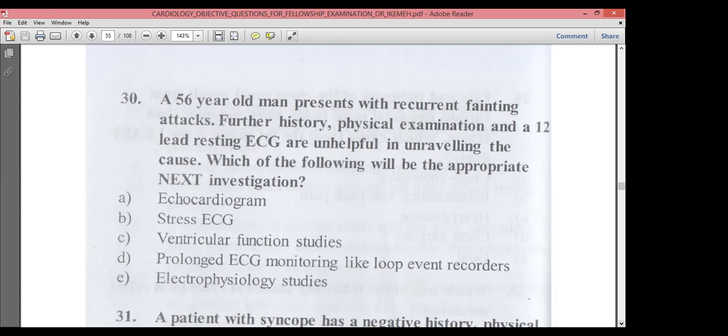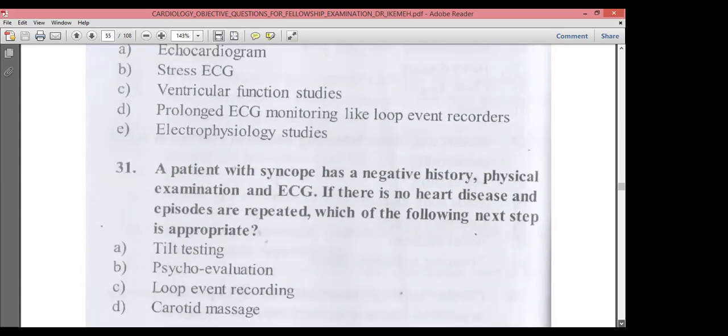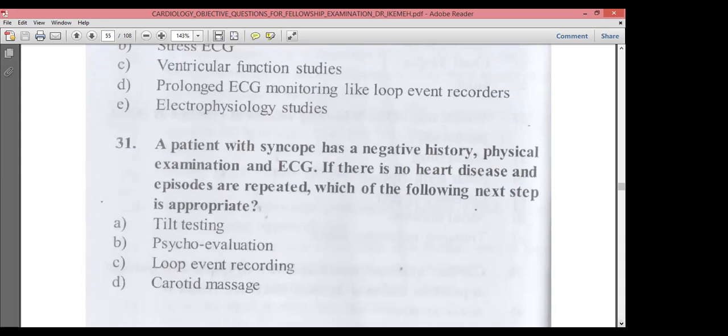So 31, a patient with syncope has a negative history, physical examination and ECG. If there is no heart disease and the episodes are repeated, which of the following next steps is appropriate?